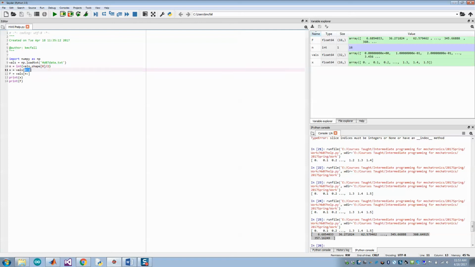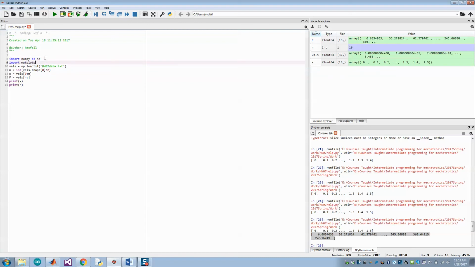Then I numerically indexed the first half of them and put them in x, and then numerically indexed the last half of them to get f. Now I've got x and I've got f, and we could go ahead and plot these.